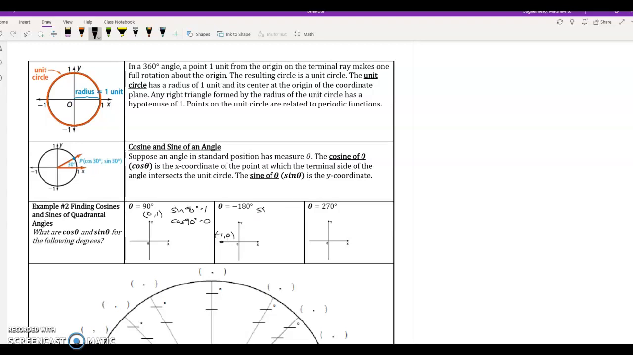My coordinate would be negative 1, 0. And so the sine of negative 180 would equal the y coordinate of 0. And the cosine of negative 180 would equal the x coordinate of negative 1. And then for 270, that's all the way around here. My coordinate here is at 0, negative 1. So the sine of 270 is negative 1, and the cosine of 270 is 0. Okay. Down below is a unit circle for you to practice filling out again.